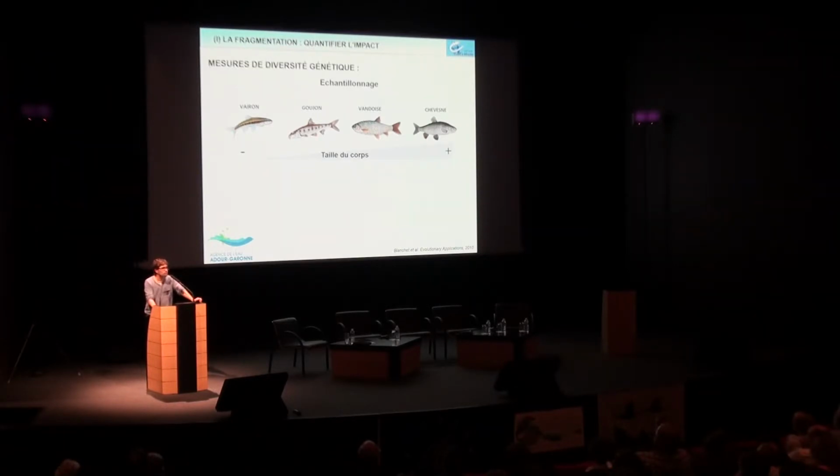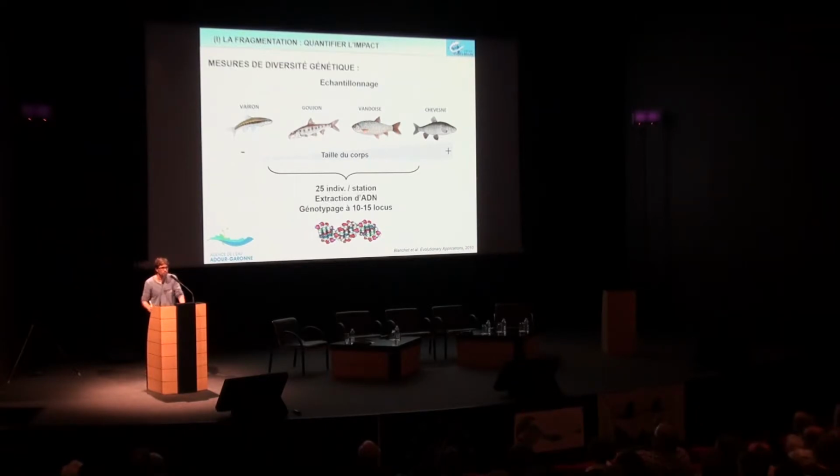The fish that we decided to study are on the screen. We have the common minnow, for example, the vairon, at 6 to 8 centimeters, and the chub up to 60 or 80 centimeters. So different body sizes of the fish. For each species, we have taken 25 individuals, we have taken the DNA, and we have studied that.